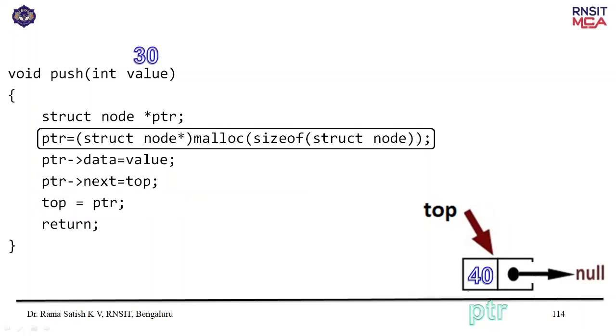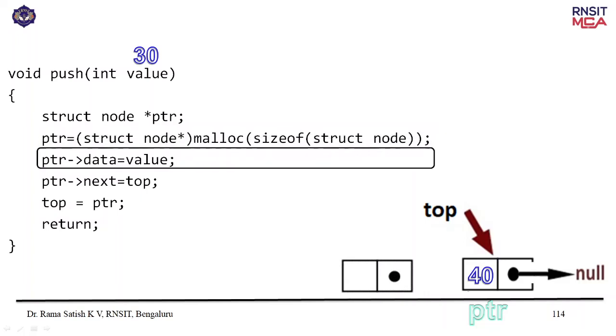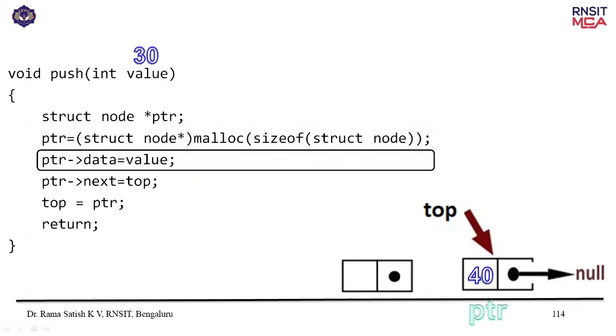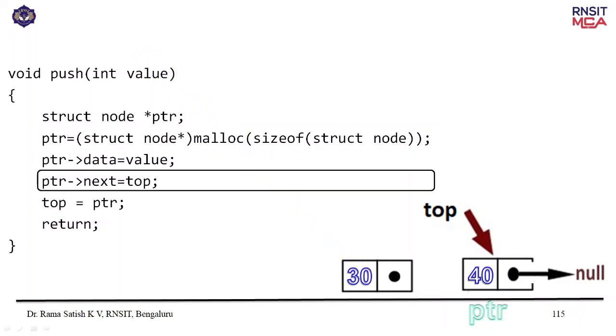Now, another time you call the push function, you pass value 30. Once you pass value 30, what happens? Memory is allocated, and in the next line, PTR of data is equal to value, that is, 30 is stored. Yes, it is stored.